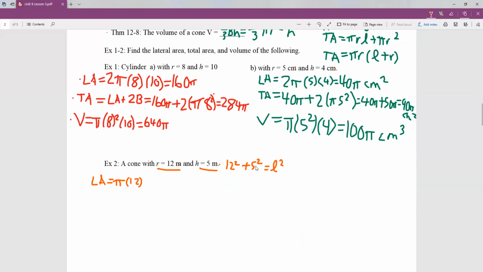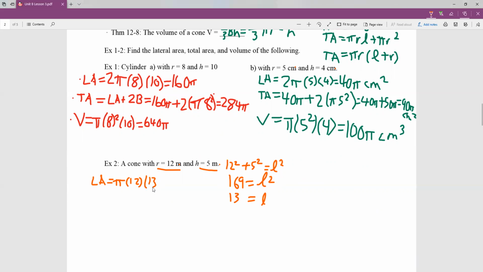So that's 144 plus 25. So I need to bust out 144. Oops, that's 224. 144 plus 25, 169. Cool. So 169 is equal to L squared. That means L is equal to 13.